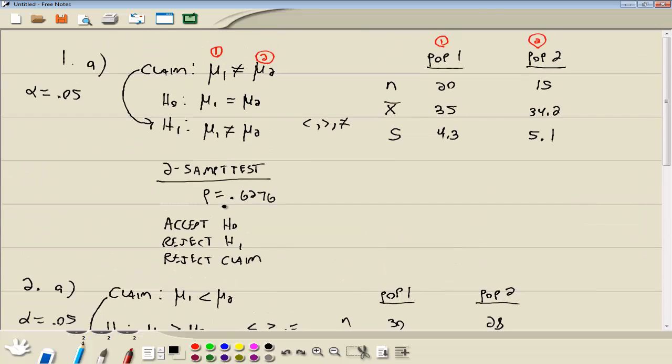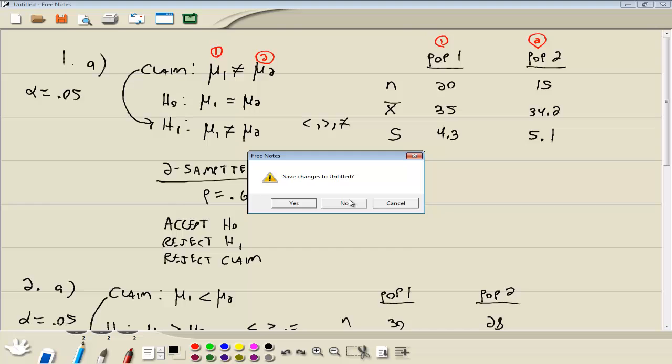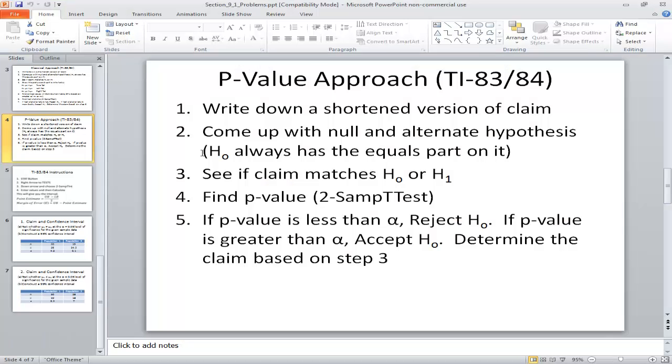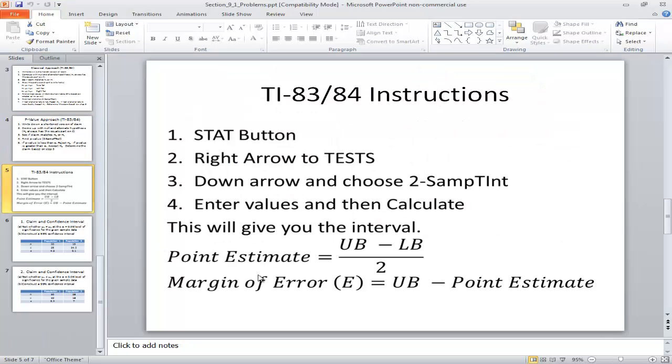Okay, let's do the confidence interval now. I got a little bit of a typo here. This should be lower bound plus upper bound divided by 2 for the point estimate. But we're going to choose Stat, Tests, 2-SampTInt for the confidence interval.